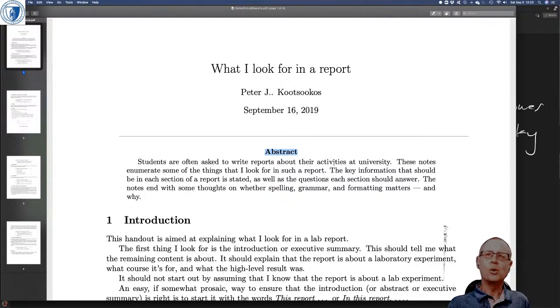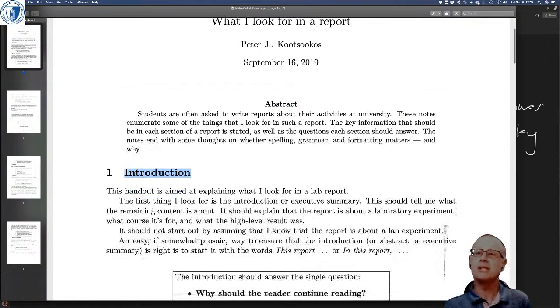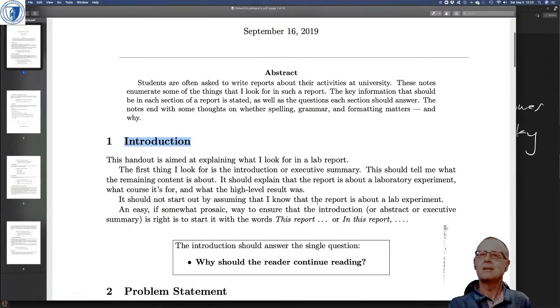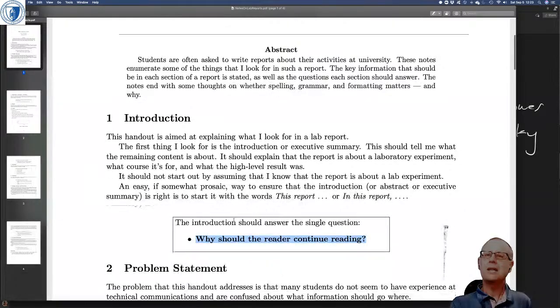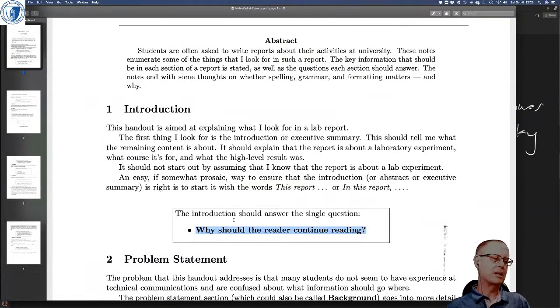The first thing I look for is an abstract, and it doesn't have to be a very long abstract. In fact, in most of the ones we're going to be doing, the abstract and the introduction are probably just the same thing, and they're one sentence. What the abstract and the introduction together should do is say why the reader should continue reading. If I don't have an abstract or an introduction, and it's just pictures, then that's not telling me much.